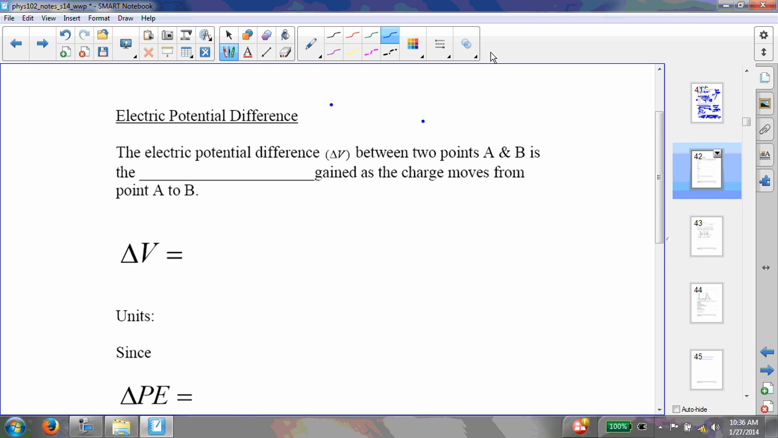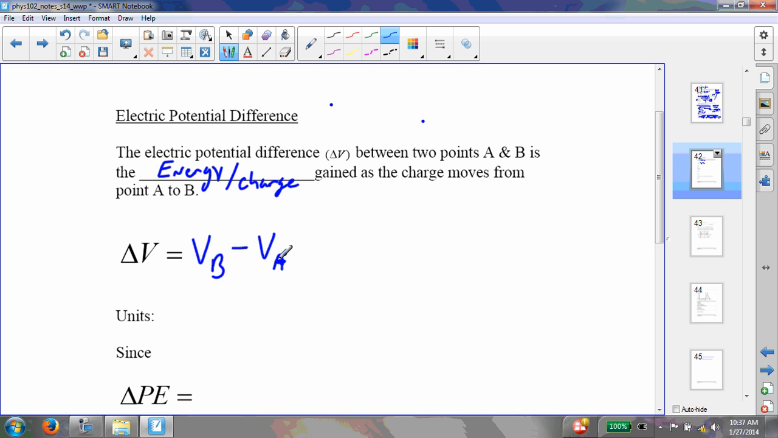The electric potential difference between 2 points is the energy per unit charge gained as the charge moves from point A to point B. So it's the energy per charge gained as the charge moves from point A to point B. We can also think of it as the difference between the potentials, VB minus VA. That's the same statement: the energy per unit charge gained is the same as the difference in the potential, since potential, remember, is the energy per charge.